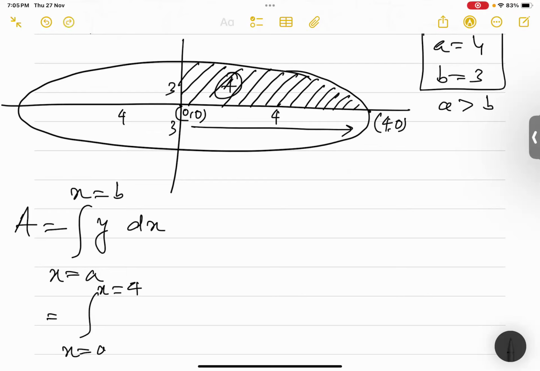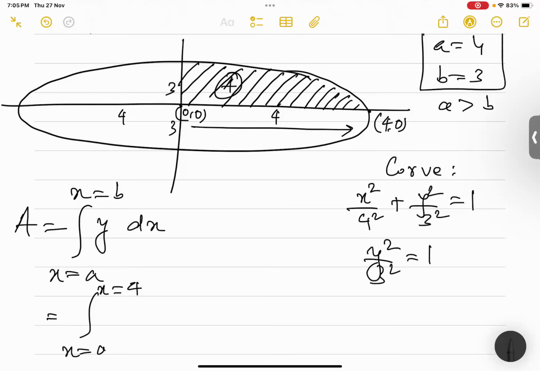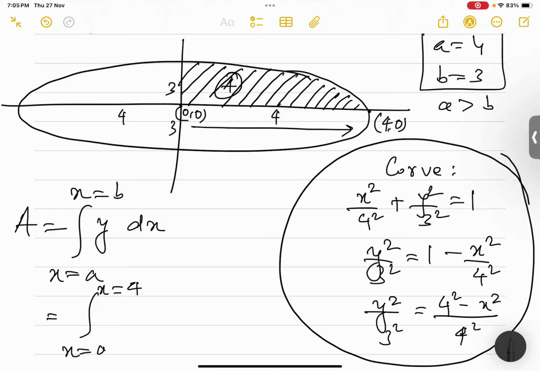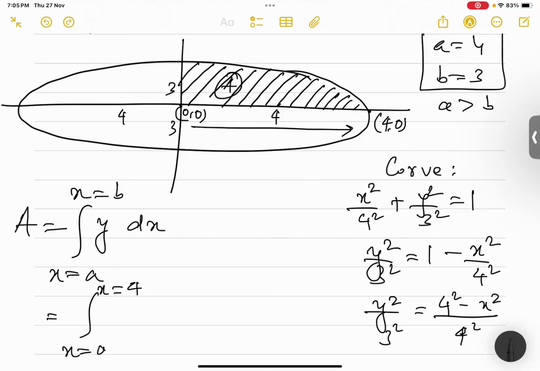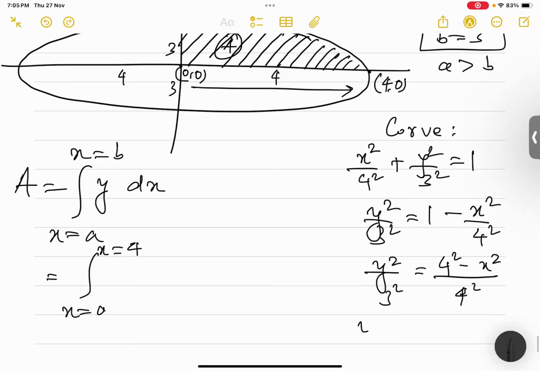Now the y value we'll get from the curve. The curve is x square by 4 square plus y square upon 3 square is equal to 1. We are supposed to get the value of y. So y square by 3 square is 1 minus x square by 4 square. Before taking 3 square on the other side, we'll take LCM. I have seen students go wrong in this particular part. It's no rocket science. It's very simple. You just need to be very systematic over there.